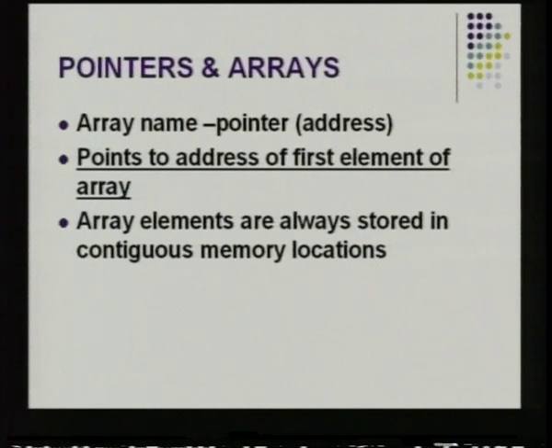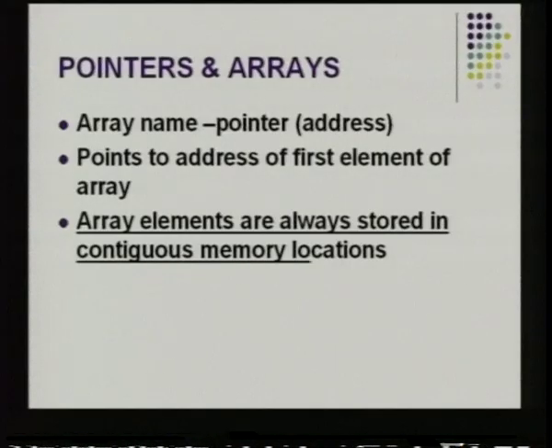the array. So, as I said, when I give the data type, array name and the size of the array, that name itself represents the first element of the array, the place where it is stored. And array elements are always stored in continuous memory locations. So, this is how an array name itself is treated as a pointer in C.